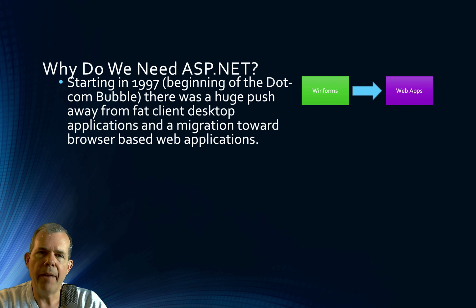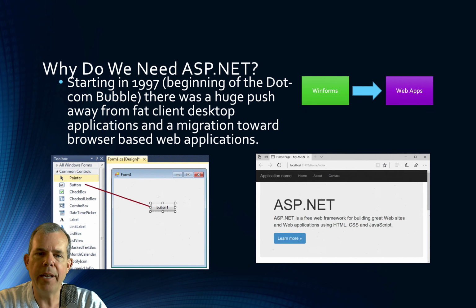So why do we need ASP.NET, and why did Microsoft invent it? Well, about 1997, there was this change from desktop-centric computing to web-centric computing. So Microsoft was firmly in control with their WinForms and clients on their PCs, and then the internet happened. And so we went from building form-based applications to web-based applications, and ASP was their solution.